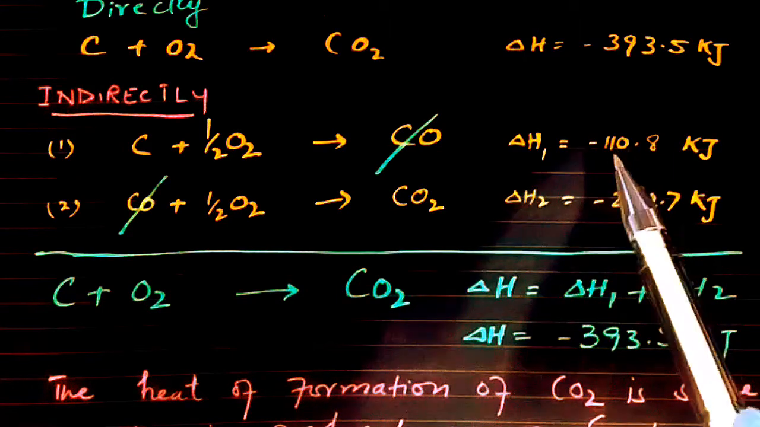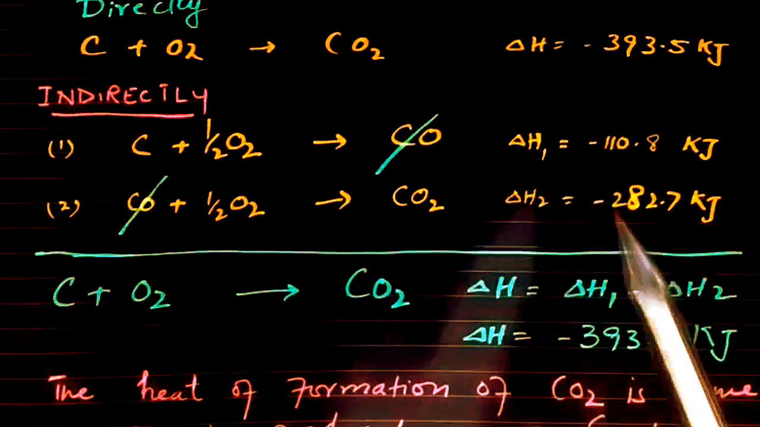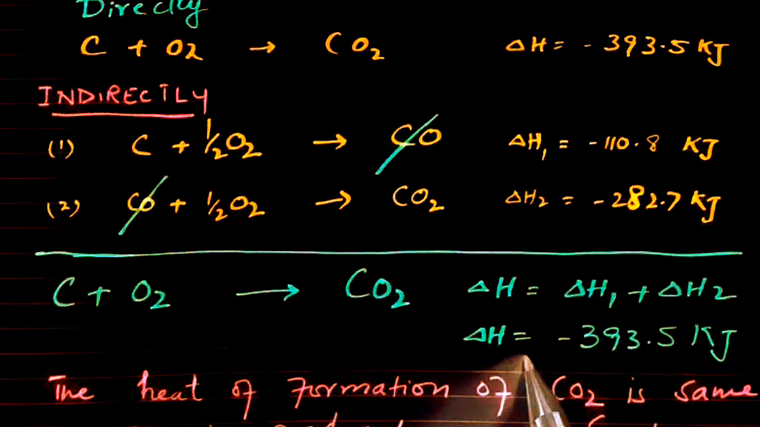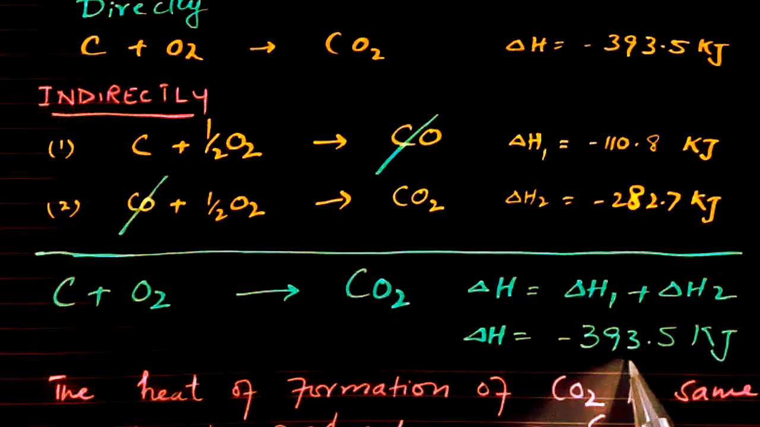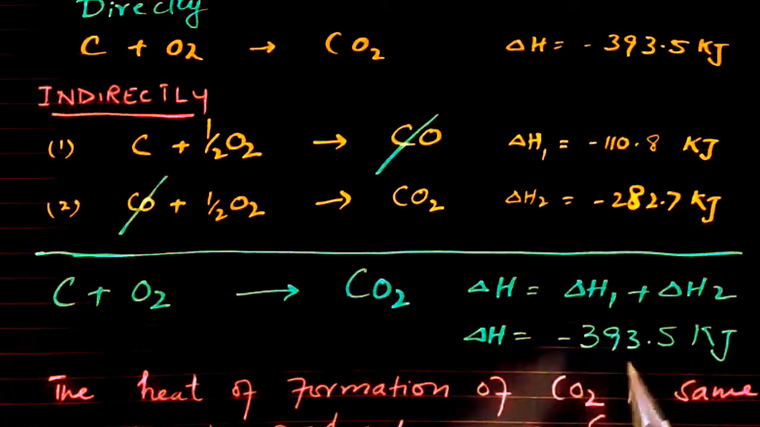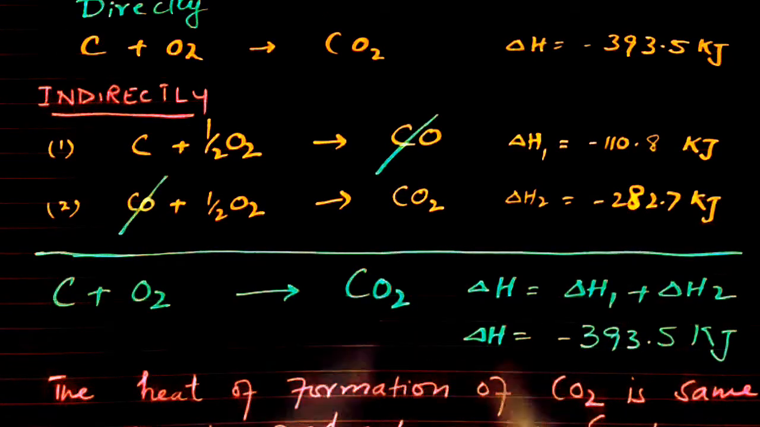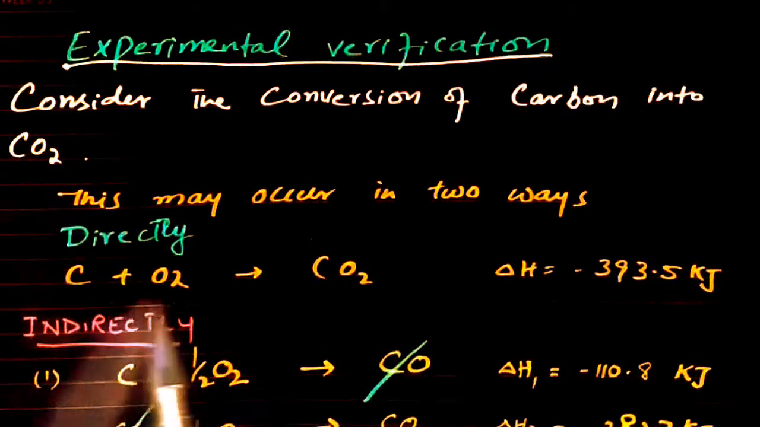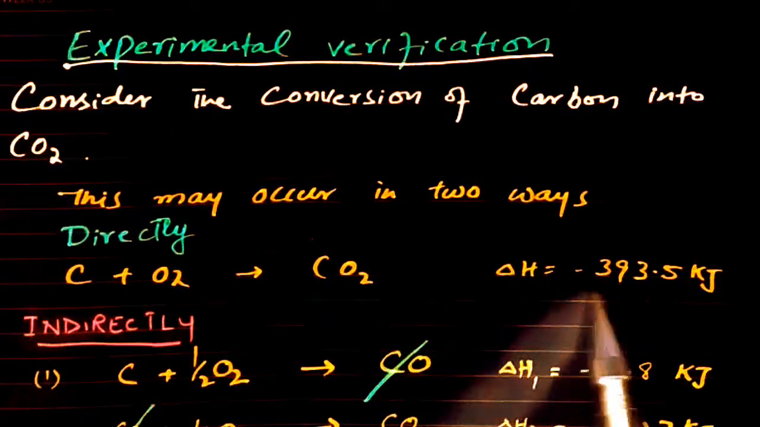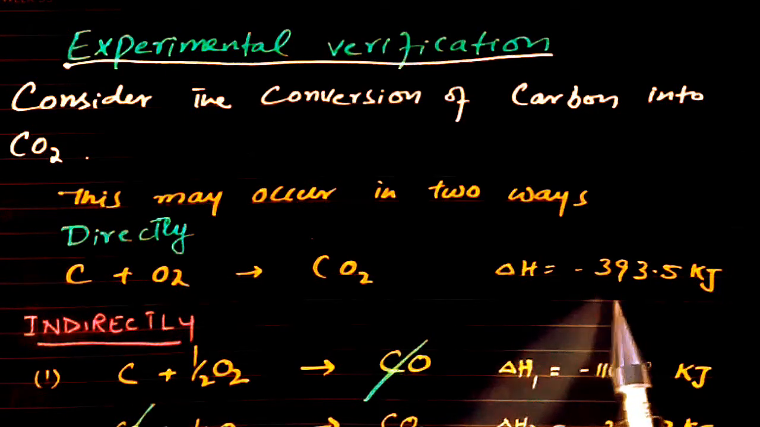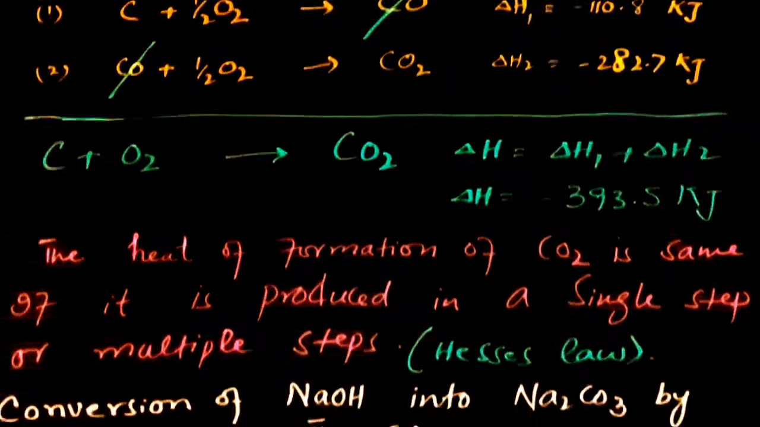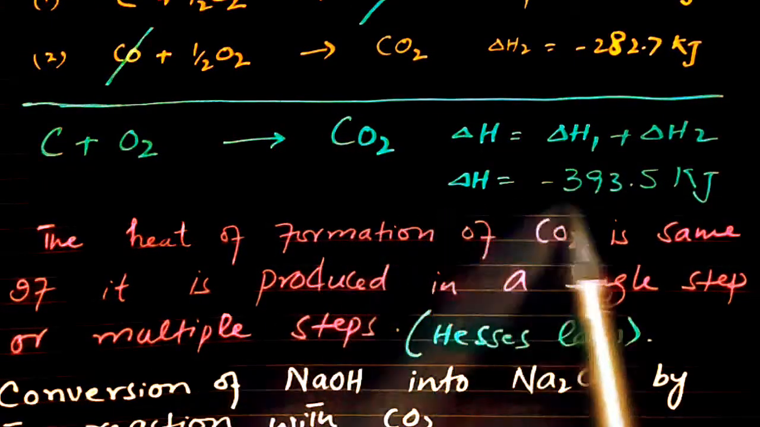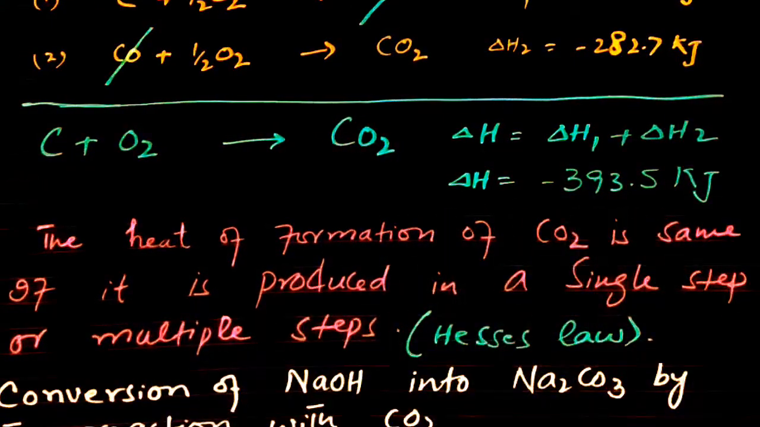When we add the energies of both of them, we will get the total value, that is delta H equal to minus 393.5 kilojoules. It is clear from this experiment that when the reaction is occurring in a single step, that is carbon reacting with oxygen to form carbon dioxide, the amount of energy released is minus 393.5 kilojoules, and when the reaction is occurring in multiple steps, again the amount of energy released is the same. It proves that Hess's law is right.